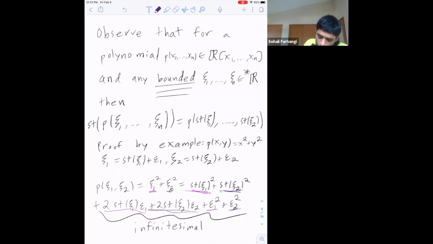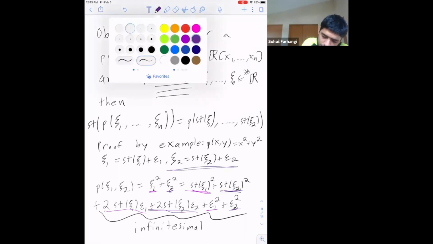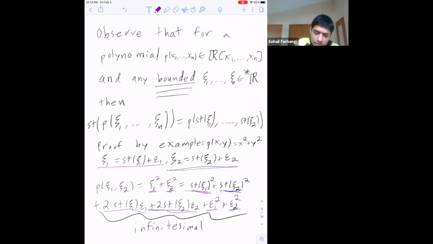So you just FOIL out each of these terms, and after you FOIL it out, you keep the standard parts, and then here you have bounded times infinitesimal, so it's infinitesimal. Infinitesimals are bounded, so this is also bounded times infinitesimal, as is this, and the sum of infinitesimals is also infinitesimal. So all of this stuff is negligible, and this gives the result, at least in this specific example. And hopefully this example illuminates what you would do for a general polynomial.